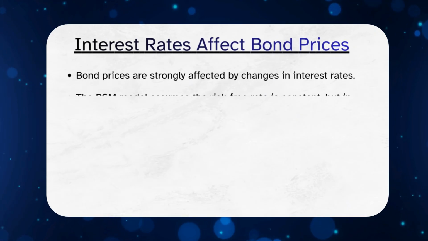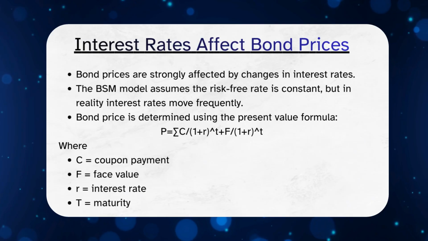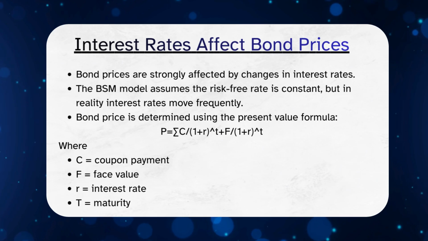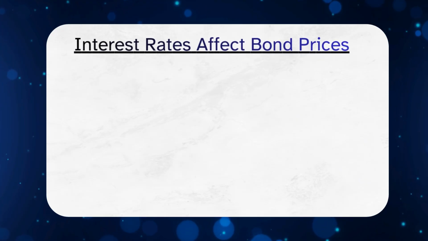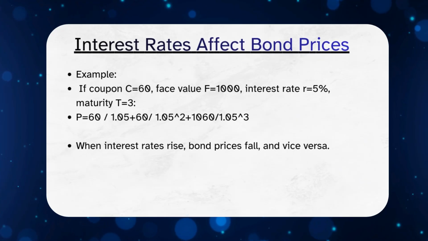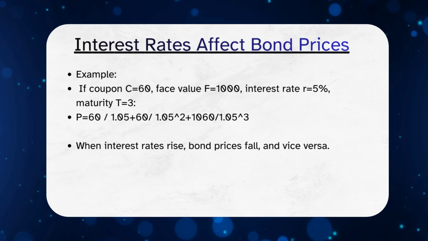The second limitation relates to interest rates. Bond prices are highly sensitive to interest rate changes. The Black-Scholes model assumes that the risk-free interest rate is constant, but in reality, interest rates fluctuate frequently. Bond pricing depends on discounting future cash flows using the prevailing interest rate. As interest rates increase, the present value of future cash flows decreases, causing bond prices to fall. Conversely, when interest rates decline, bond prices rise.